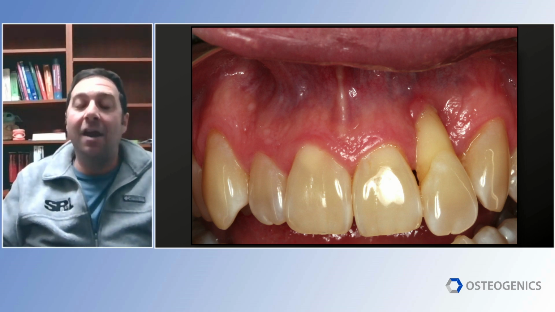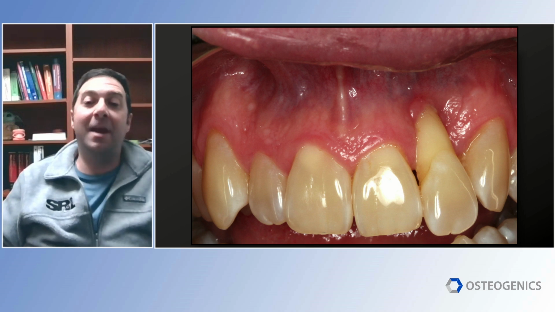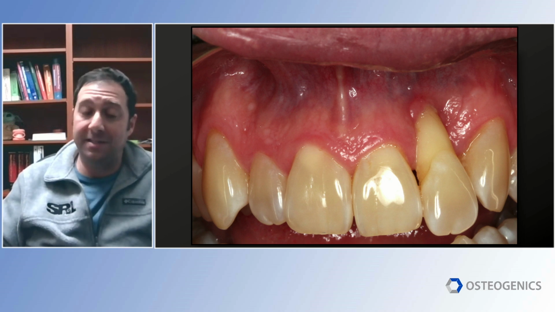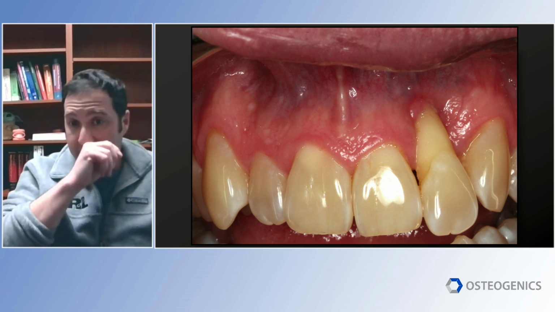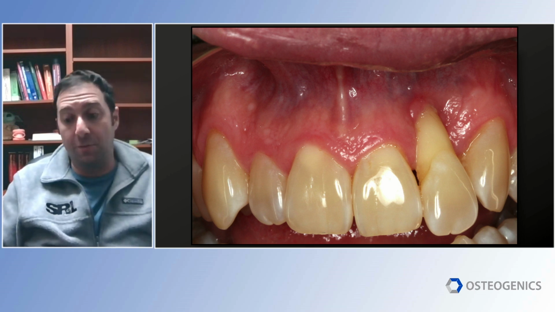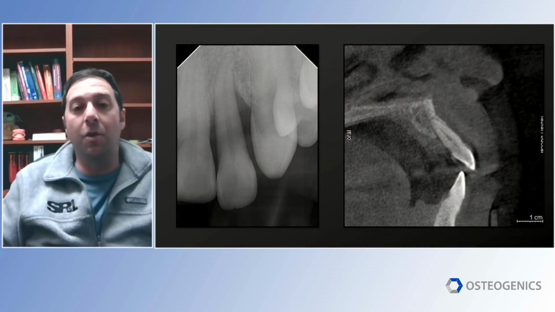If you look at the canine, if you look at number 11, this patient would greatly benefit from orthodontic treatment to get the most ideal aesthetic result. Obviously, the patient declined because he wasn't very concerned about aesthetics, but he did want something to replace the tooth. So here's what the cone beam looks like.